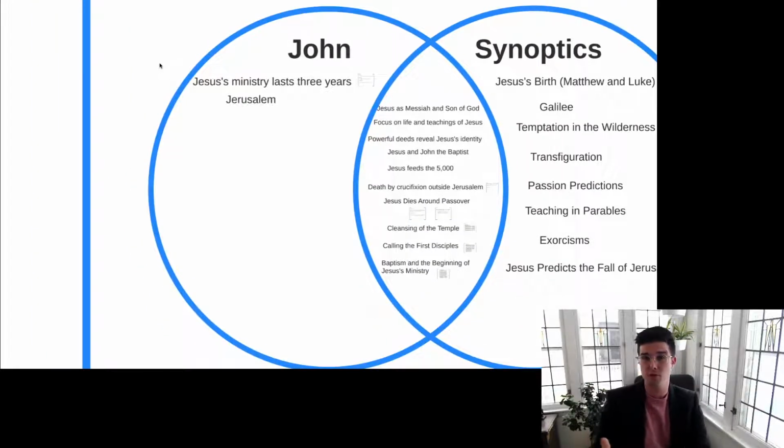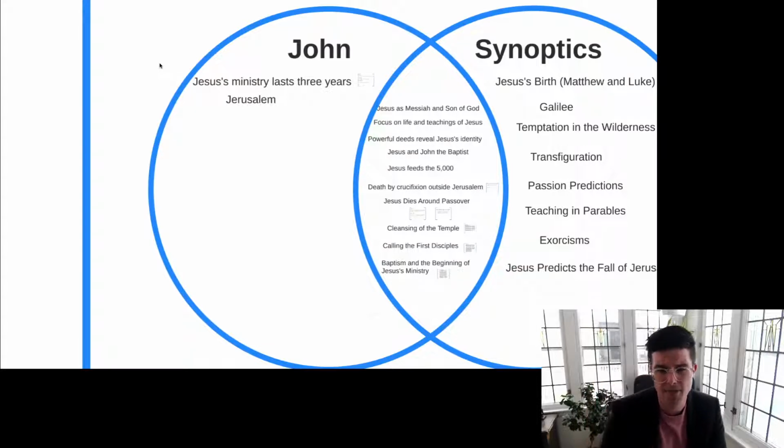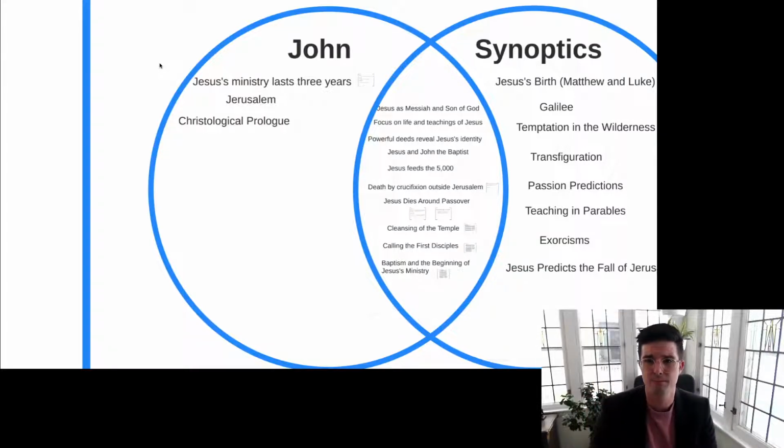And speaking of Jerusalem, Jerusalem is going to figure very prominently, not only because Jesus is going there often, but also because the author of John seems to know the geography and seems to know things about the city of Jerusalem better than the Synoptic authors do. So this has led to some speculation about the identity of the author of John that we'll talk about in the next video.